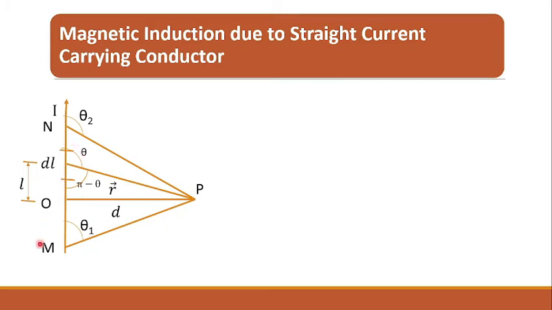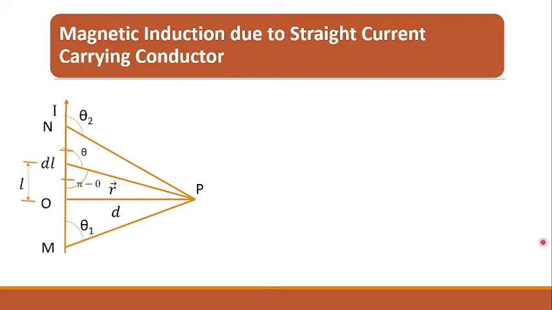Consider a straight wire carrying current. Let MN be the portion of the straight wire carrying a current I. Let P be the point at a distance OP is equal to d from it, where the point O is the foot of the perpendicular from P to the wire. Let us consider an element dl of the wire at a distance L from the point O. The vector joining the element dl with the point P is r vector.